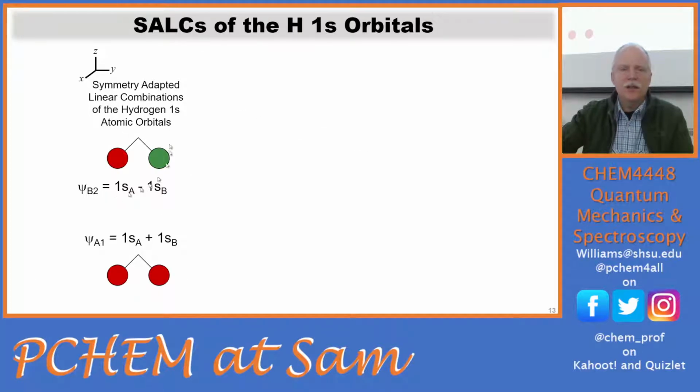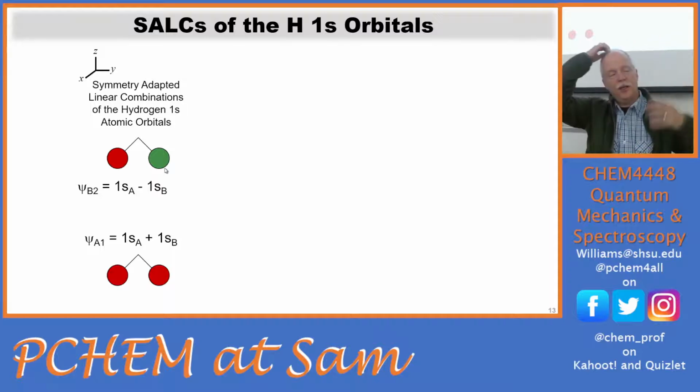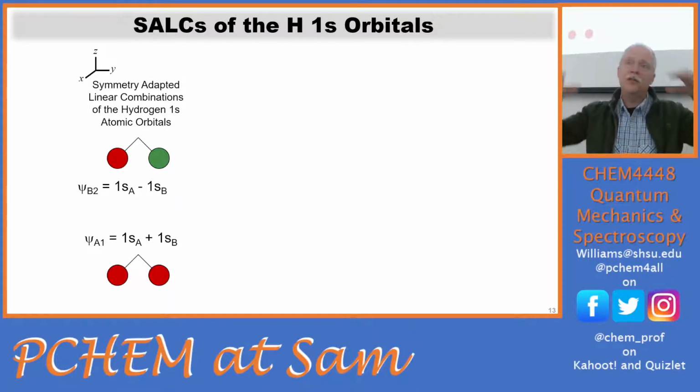Okay, so let's go back to water. Here's the 2 symmetry adapted linear combinations. We could put these in order of energy. The one with no nodes is in the lower energy. The one with 1 node is a higher energy. And so this is how you would have that.